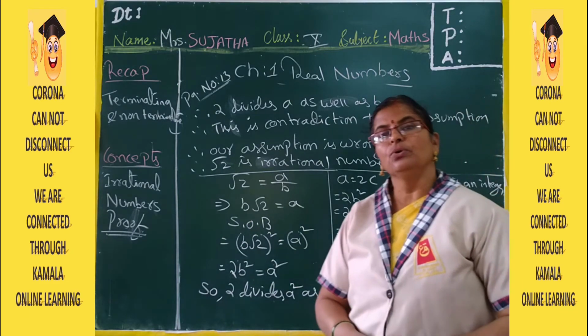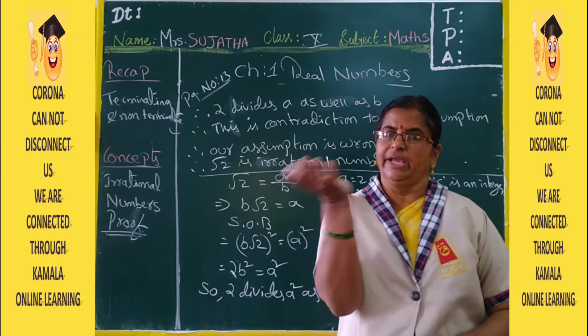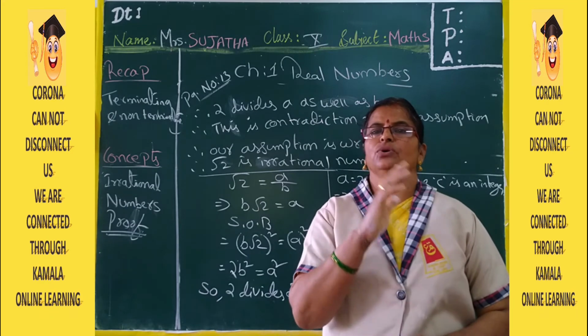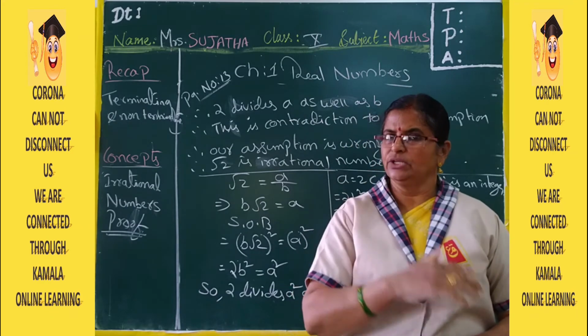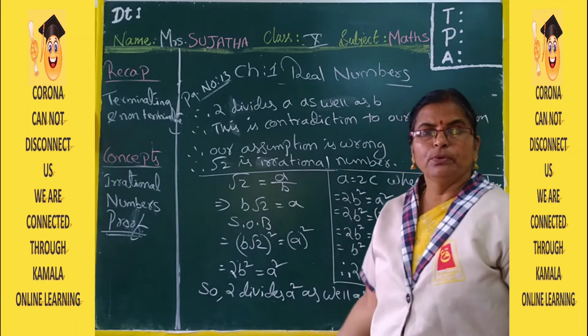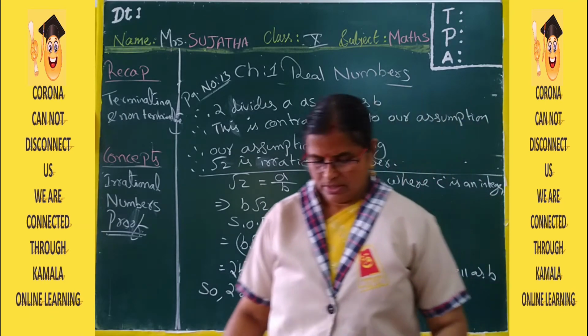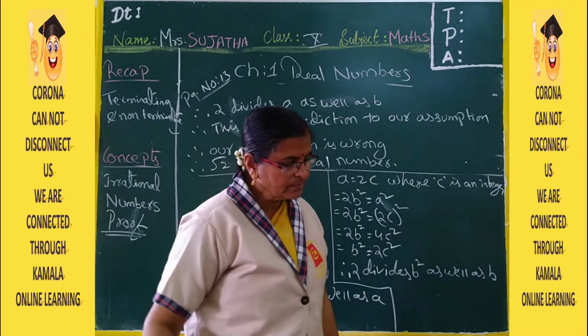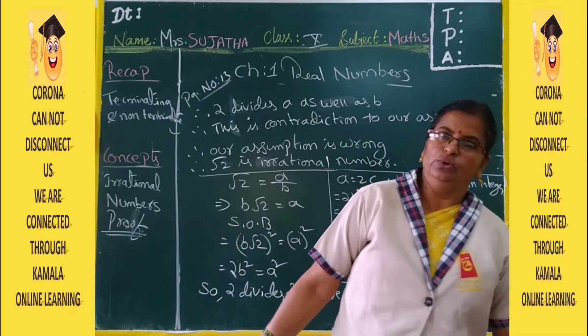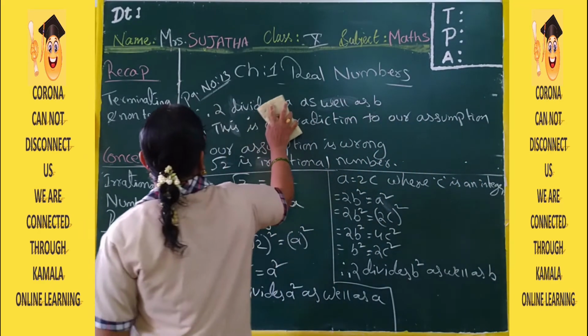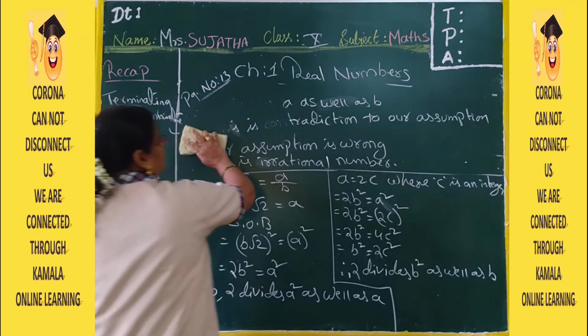So to prove root 2 is irrational, you should take its opposite, means root 2 is a rational number. Like that you have to take and prove it like this. Okay? Now I hope you have understood. Now we will move to two numbers. If two numbers are there, how can you prove?